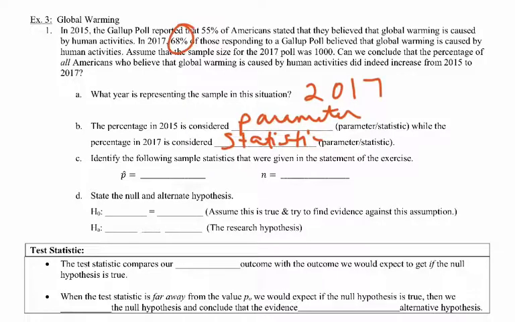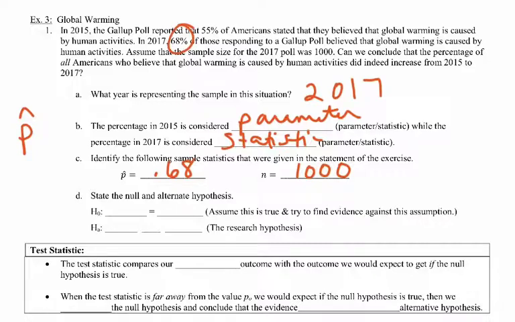So what do we know so far? P hat, remember, is your sample proportion. So our P hat, remember P hat is always your sample proportion. So in this case, our P hat is the 68%. And N, remember, is the sample size, so that would be 1,000.